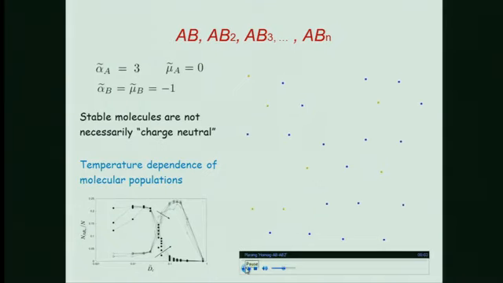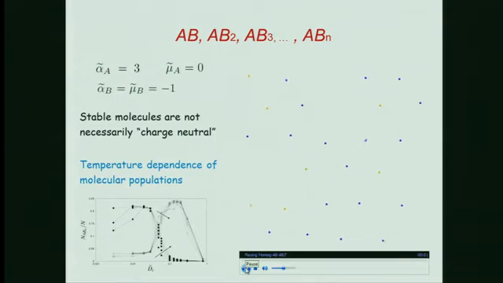Initially, they are in the dilute form and they don't see each other, and then AB molecules form fairly quickly and they are active, but as it turns out, at this particular temperature, they are not stable. At the temperature down here, the stable molecule happens to be AB2, which is, by the way, not neutral.